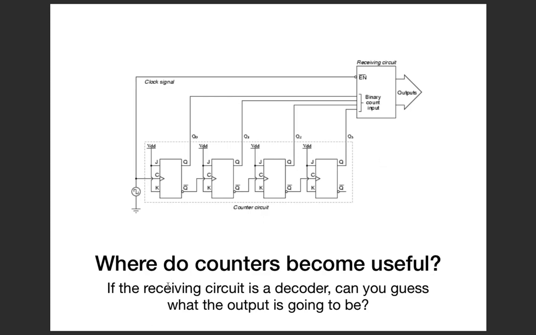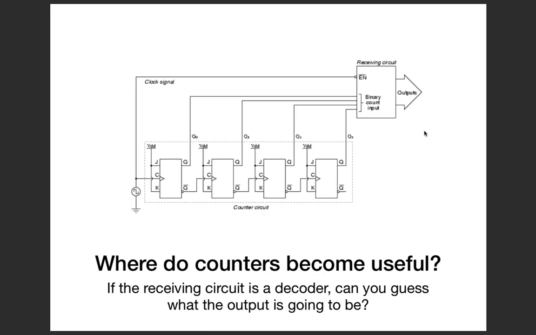So if you assume that the receiving circuit is a decoder, what is the output going to be? There are n input lines. We forget about enable because it's a control signal, not exactly data. So there are n inputs, and for a decoder how many outputs will you have? You will have 2 raised to n. When the input is 0 0 0 0, line 0 will be active. When the input is 0 0 0 1, line 1 will be active. For 0 0 1 0, line 2, and similarly it goes on till 1 1 1 1 where line 15 will be active.